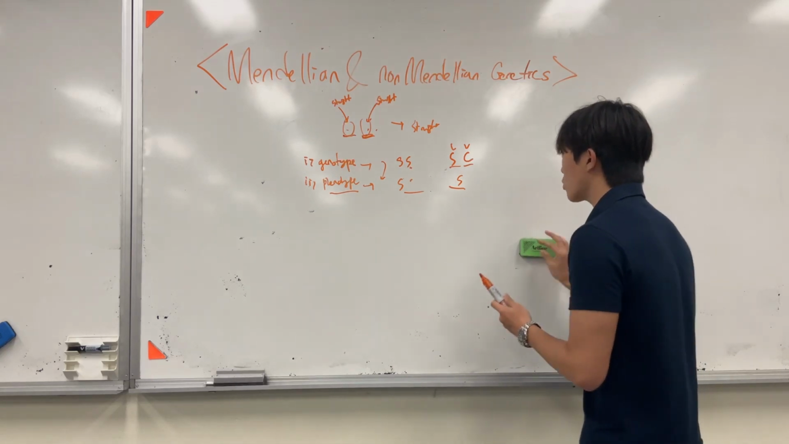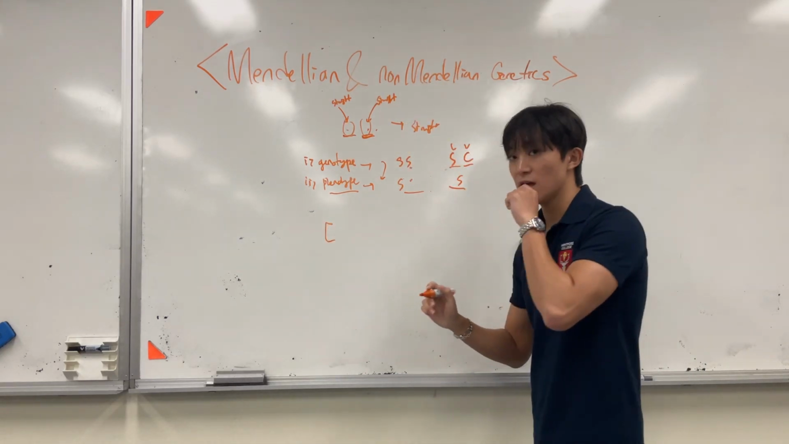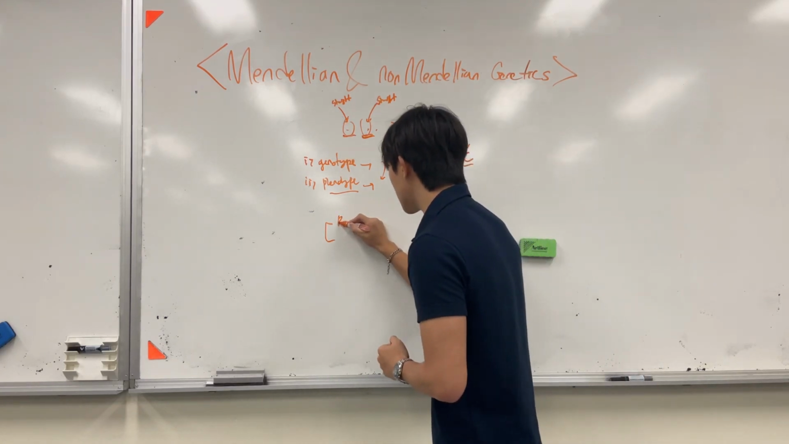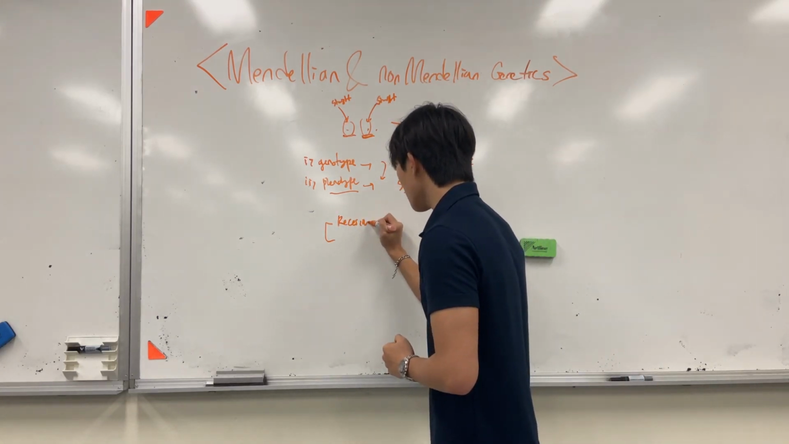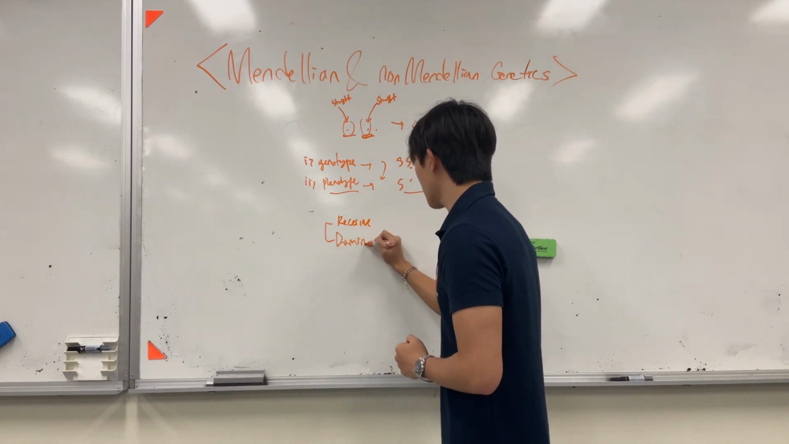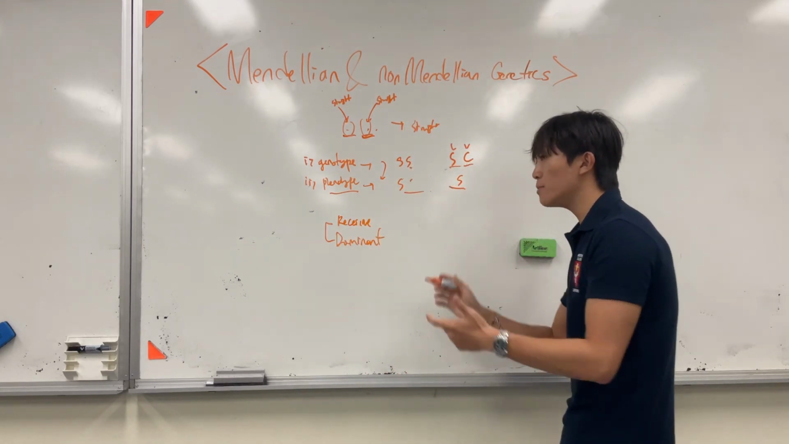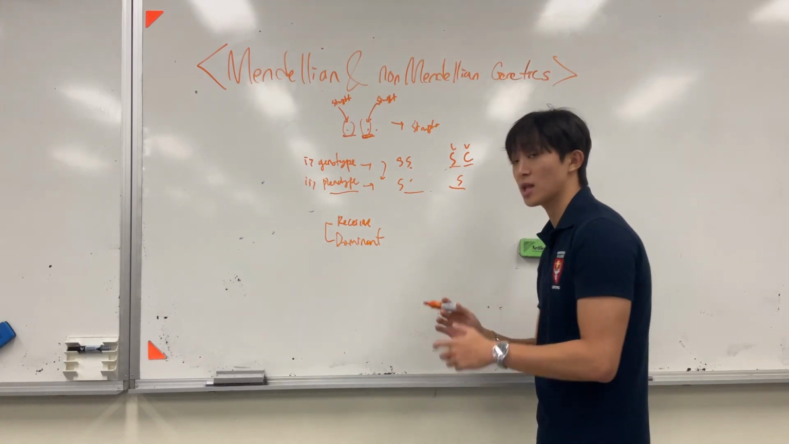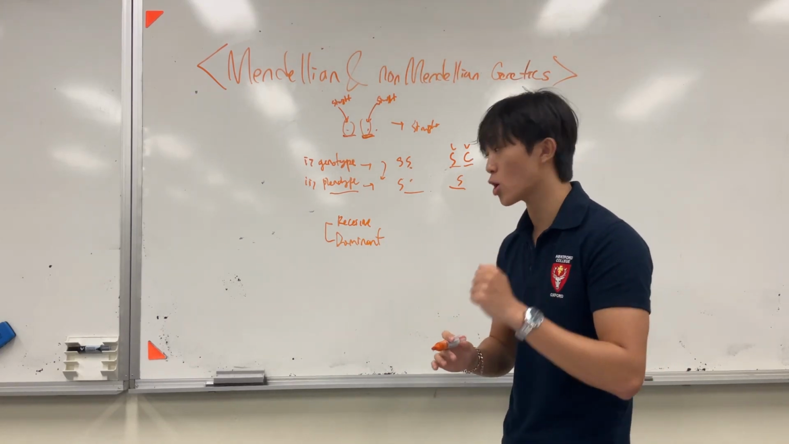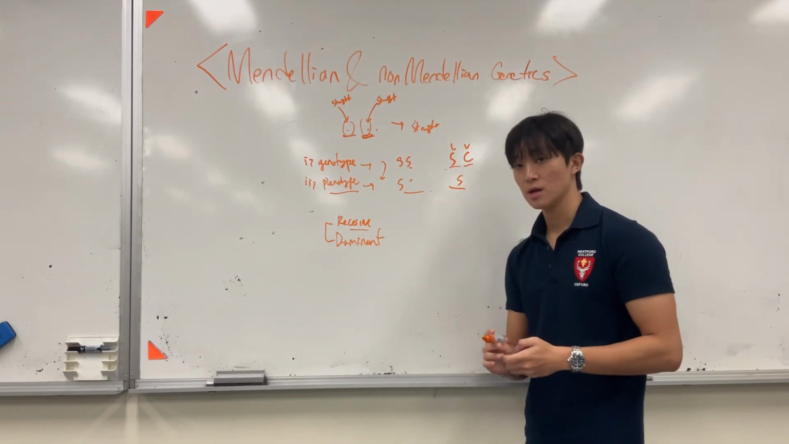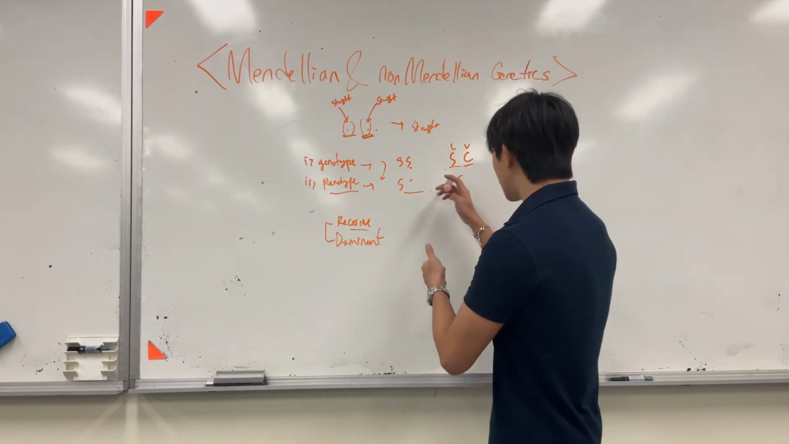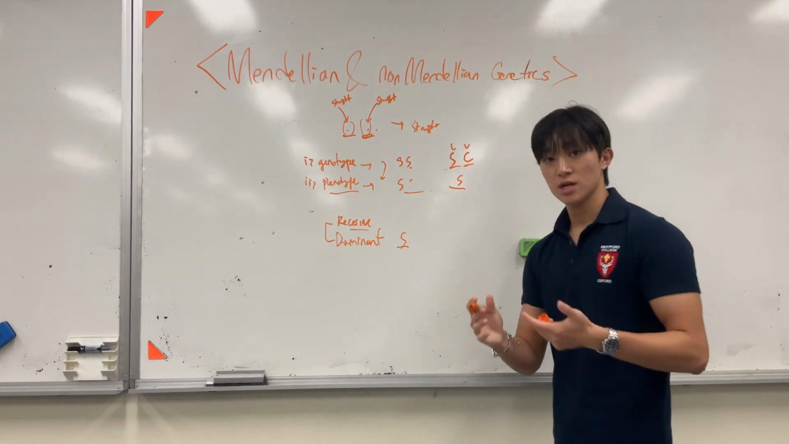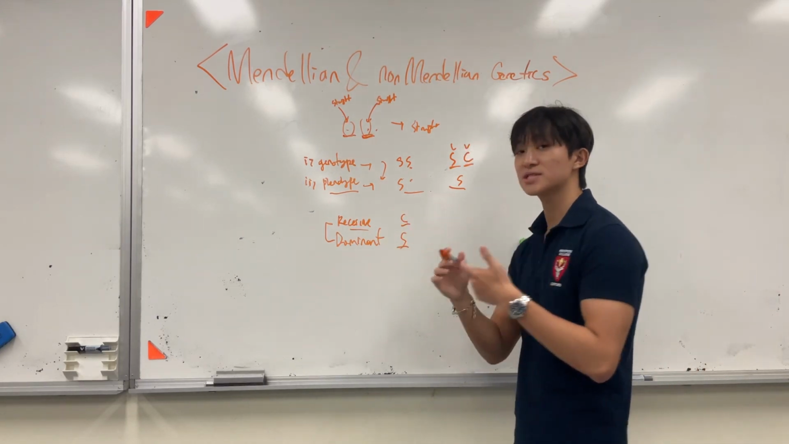Now, first of all, we have to know two different types of alleles. In Mendelian genetics, there are only two different types of allele. One is recessive, the other one is dominant. As you can tell from the name, the dominant allele will always override the recessive allele. So, for example, between straight hair and curly hair, straight hair is a dominant trait and curly hair is a recessive trait.